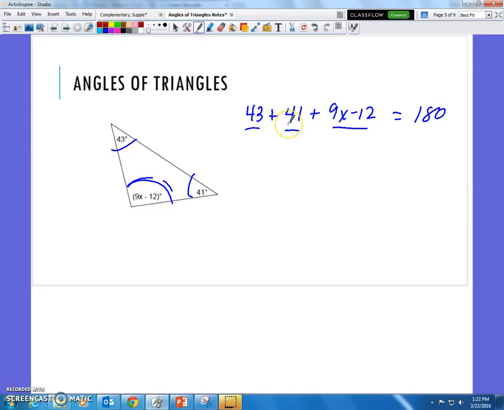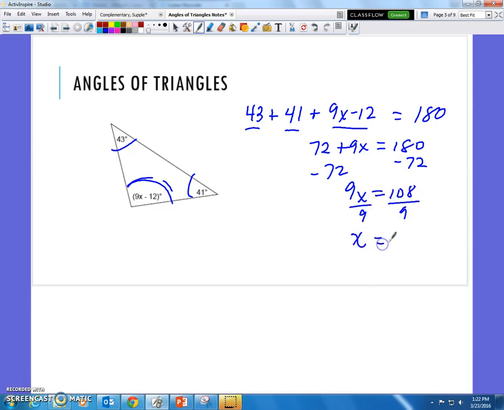Looks like I have 84 minus 12, 72, plus 9x. Remember, this plus goes with the 9x. The 9x is positive because 180. And now it's just a matter of solving. 9x equals 108. And, ooh, another chance for us to use our long division. X equals... I could reduce that fraction until there was nothing left, but I know 108 and 9 are perfectly divisible. 12. So x equals 12. All right.